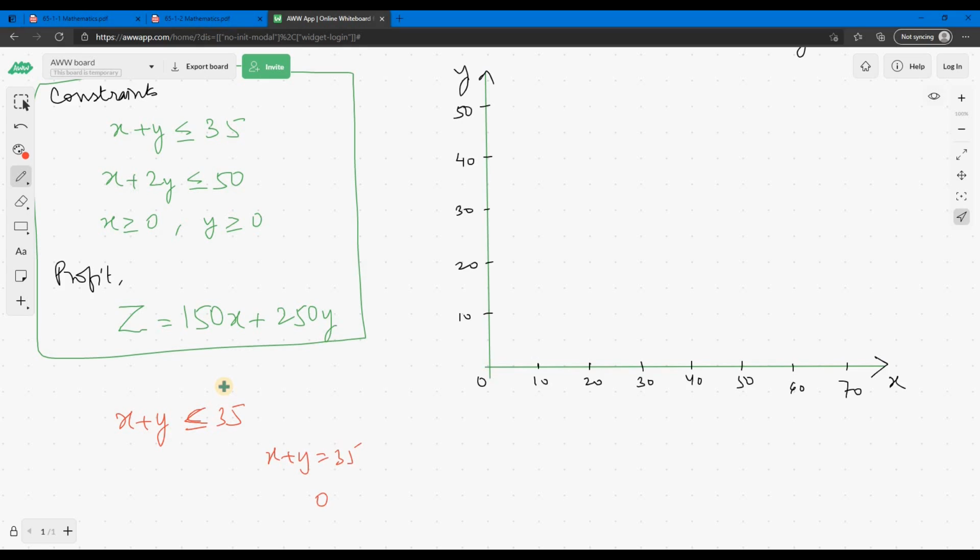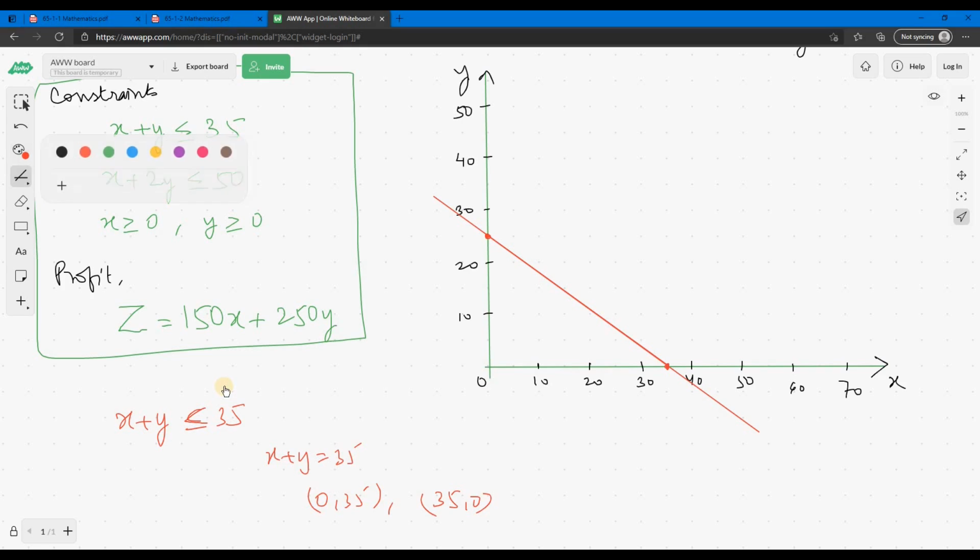For this line we plot that when x is 0, y is 35, and when y is 0, x is 35. So we mark these two points, 35 0 and 0 35, and then join them by a solid line. This is the line which represents x plus y equals 35.